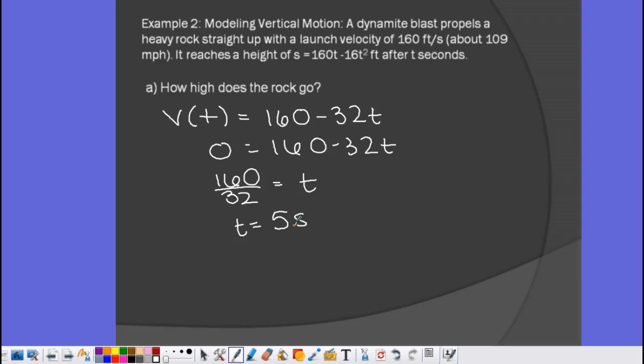It's not the height. The height will be at 5 seconds. So now, exactly, I need to find S of 5. So 160 times 5, 800 minus 25 times 6. Is it 400? It should be 400.